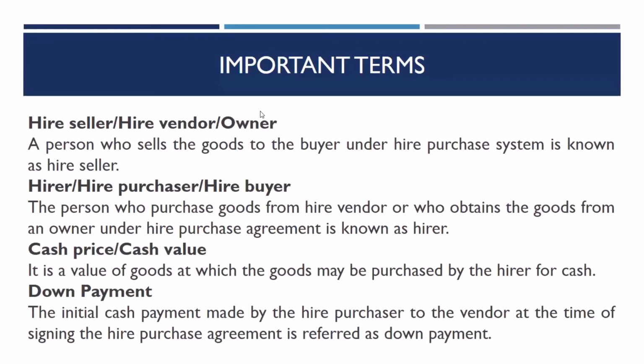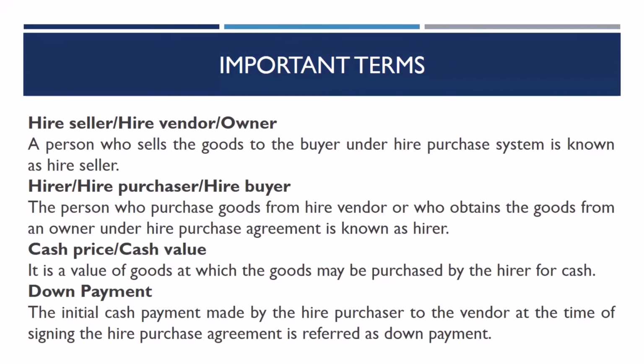Okay, so the hire seller, hire vendor, or the owner is the participant whom we would be calling a seller. Then you have the hirer. So hirer is the hire purchaser or the hire buyer, the person who would buy the product from the vendor for part payment. Then you have what is called the cash price. What is meant by cash price? Cash price refers to the actual price the buyer will have to pay to the seller if he was going for a lump sum payment. Basically, it is nothing but the MRP, maximum retail price. So that is what we'll be calling the cash price.